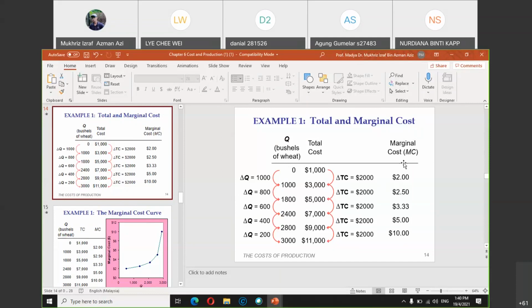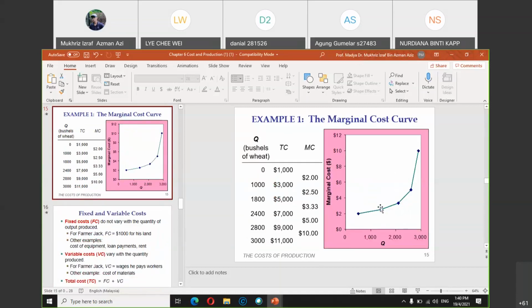So you can see that marginal cost increases. First you start at $2, then it starts to increase, from 2 to 2.5, and then 3, 5, and 10. So when you plot it here, you get an upward sloping curve. Usually in economics, whenever you plot marginal cost, of course this is just one example, but later on in the next 2 or 3 topics in the microeconomics syllabus, you will also look at the marginal cost curve.